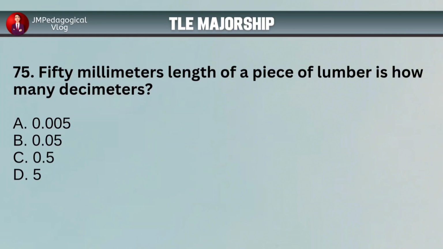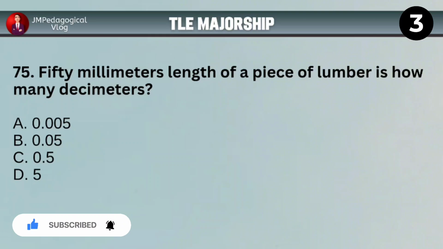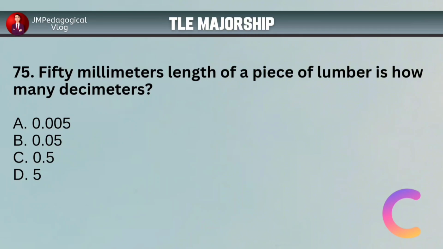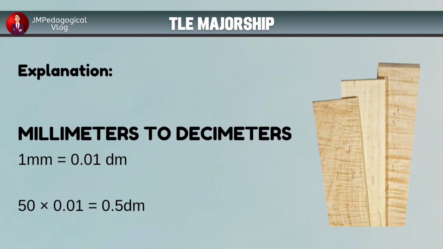75. A 50 mm length of a piece of lumber is how many decimeters? A. 0.005 decimeters. B. 0.05 decimeters. C. 0.5 decimeters. D. 5 decimeters. C. 0.5 decimeters. Explanation. 1 millimeter is equal to 0.01 decimeter. 50 times 0.01 equals 0.5 decimeters.